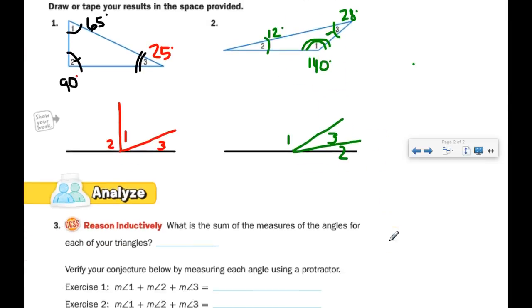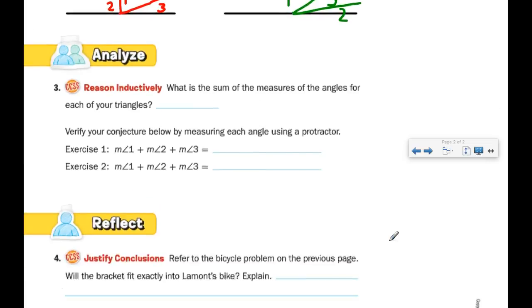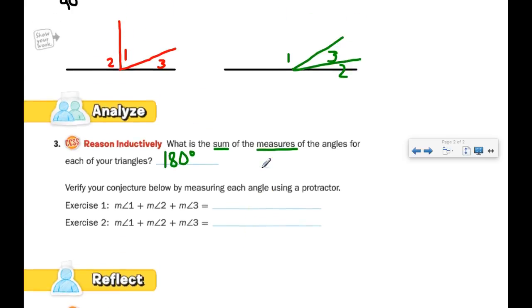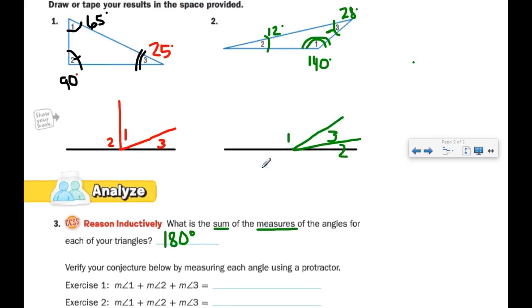So as we move on here in our analysis, what is the sum of the measures of the angles for each of your triangles? So again, sum means that we're adding them up. Measures, we took them all, so the sum of the measures is 180 degrees. Verify your conjecture below by measuring each angle using a protractor. Hey, we're a step ahead. We already did that.